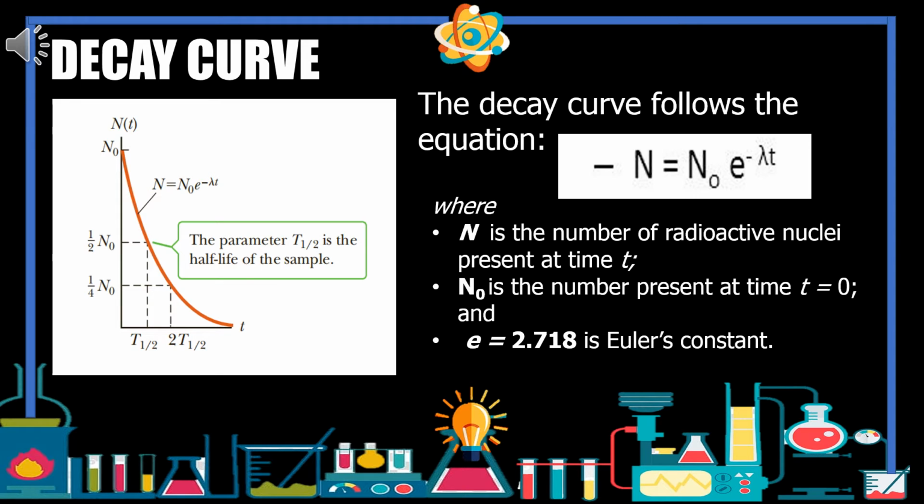according to the equation. The equation is N equals N sub 0 e raised to negative decay constant times t, where N is the number of radioactive nuclei present at time t, N sub 0 is the number present at time t equals 0, and e is equal to 2.718, which is Euler's constant. So processes that obey the law as the figure shows are sometimes said to undergo exponential decay.